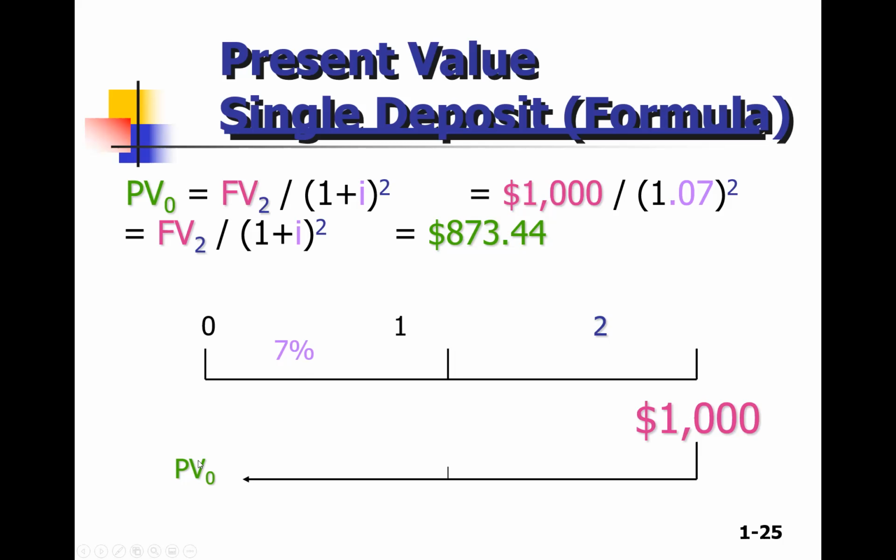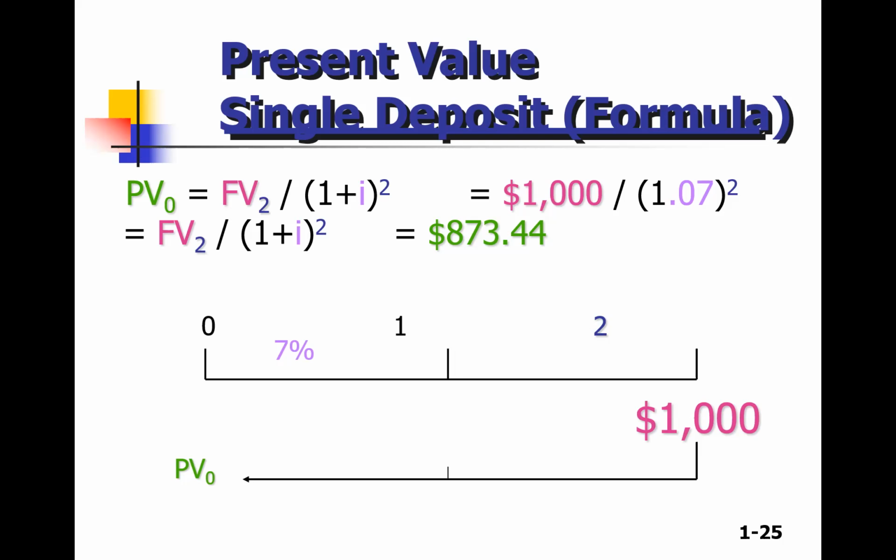If we deposit $873.44 today, we will get $1,000 after 2 years. The amount we will get after 2 years, what is the value of that amount in today's time period? That is 873. So in this way we can find out present value and future value.